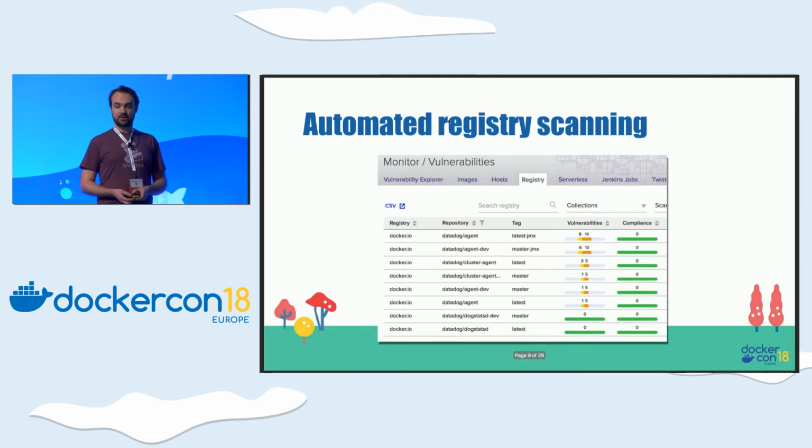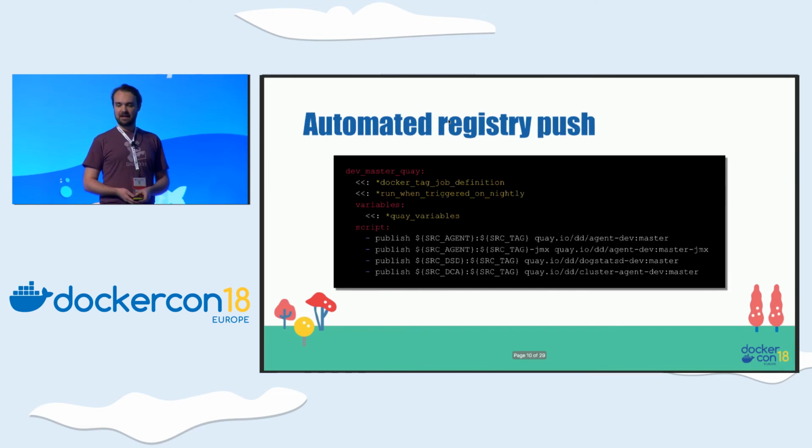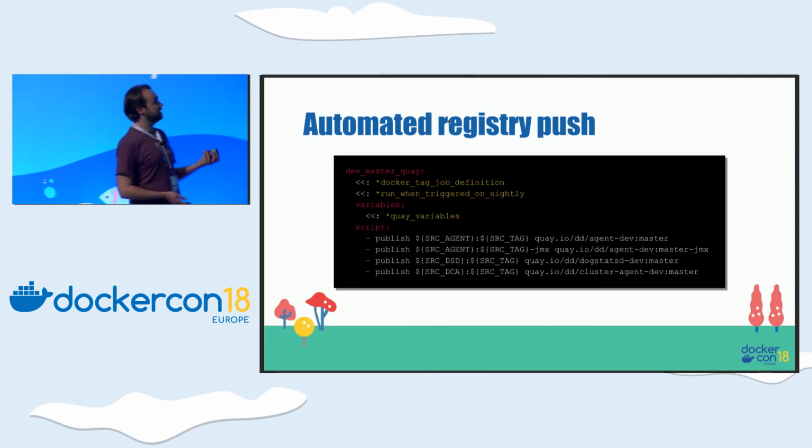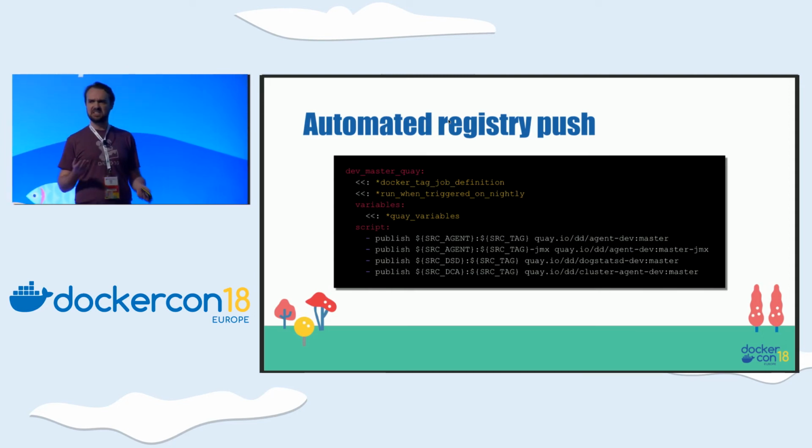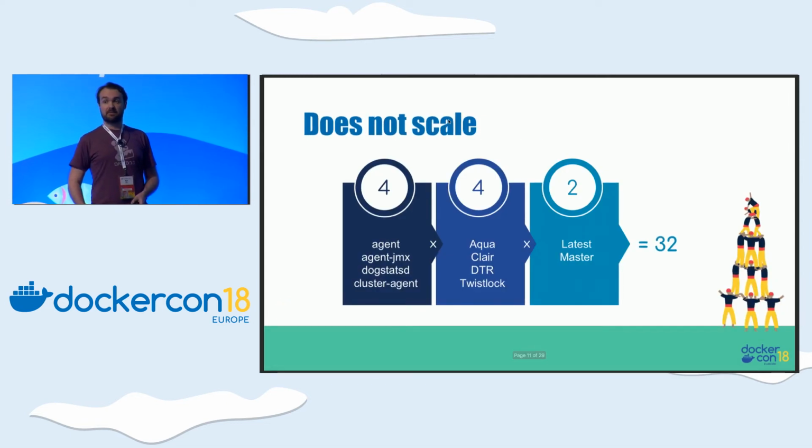And then you look at, so you can set up very easily automated security scanning. And this is the GitLab task we use to mirror the images on Quay. So pretty easy, basic CI stuff. It's really easy. And then you do the math.